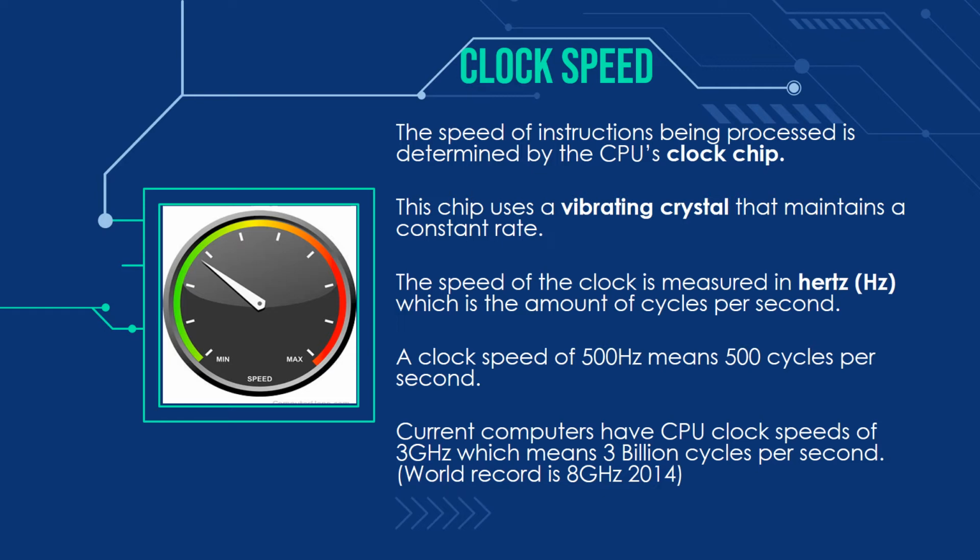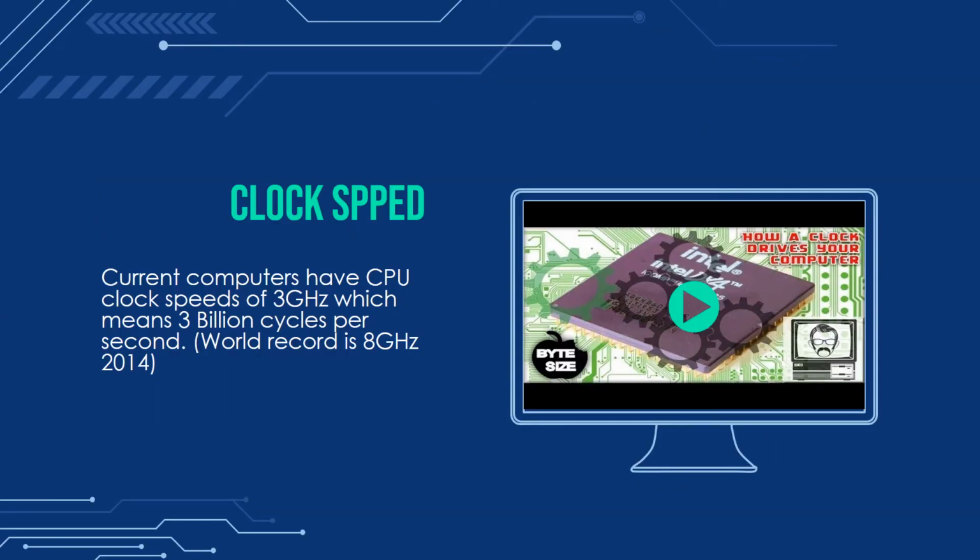So a clock speed on average might be 500 Hz, meaning 500 instructions or instruction cycles can be carried out every second. Current computer clock speeds are on average around 3 GHz, which means 3 billion instructions or cycles every second. And the world record is currently 8 GHz, which was set in 2014. Here's a quick video that you can watch to give you a little bit more information about clock speed.